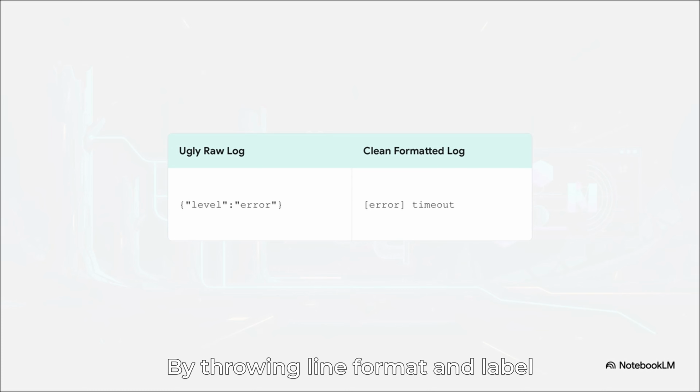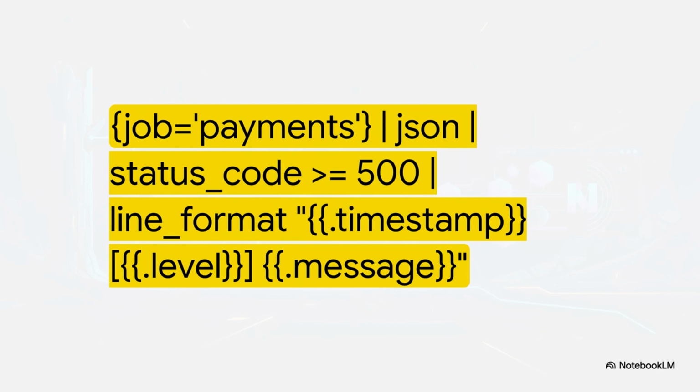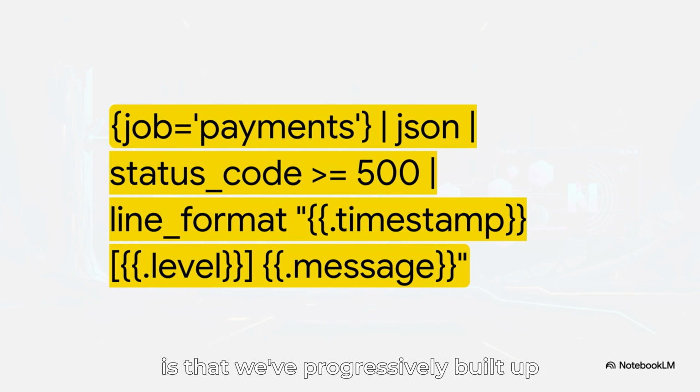By throwing line format and label format expressions into the mix, we can completely strip away that noisy, repetitive JSON structure. We're swapping out a genuinely ugly, raw JSON string for a clean, perfectly readable summary line. Much better. So the absolutely crucial takeaway here is that we've progressively built up a highly efficient pipeline. Think about it. We select the stream, we extract the labels, filter down to the exact errors we care about, and format the final output using a simple template string. And we did the whole shebang without ever leaving the query builder. It's a total transformation of our raw data.